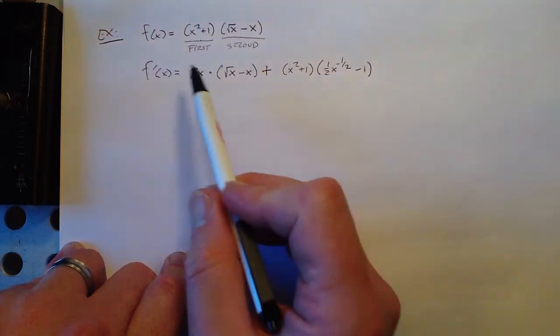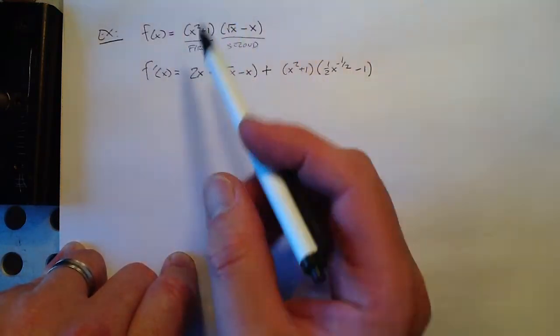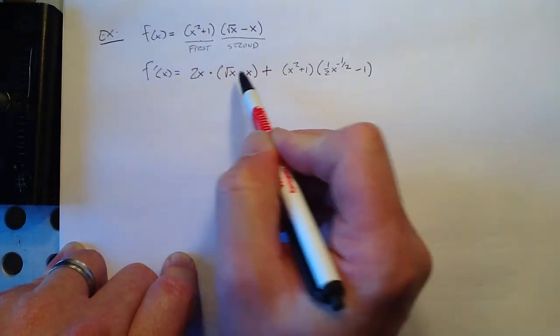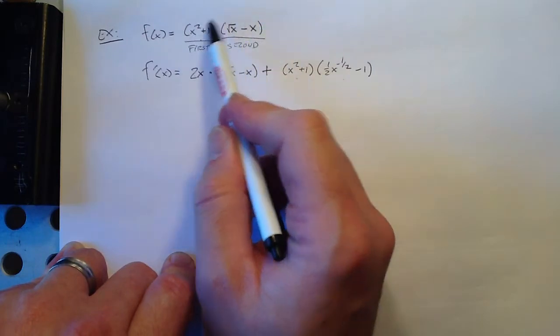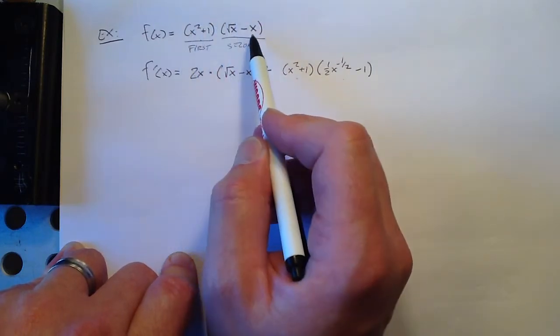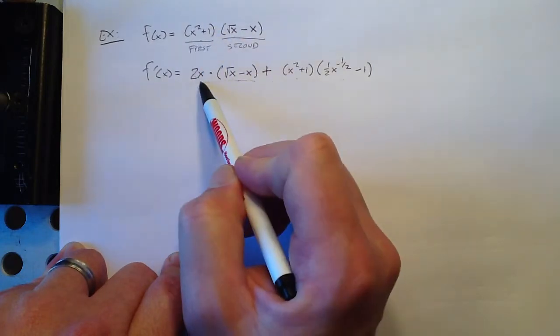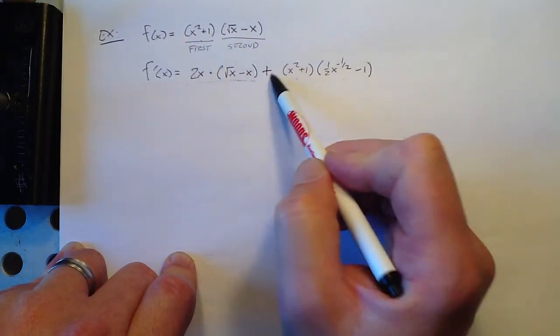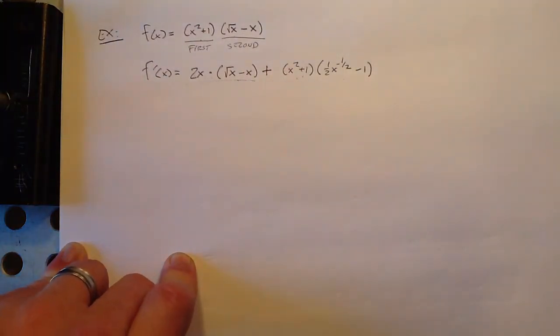Right? So when I go through the sort of rhythm of doing this, the way that I'll say this, I always say the derivative of the first times the second plus the first times the derivative of the second. Right? They each get a turn to be left alone and have their derivative taken. This term is taking the derivative of the first and leaving this alone, and then we leave the first alone and take the derivative of the second. That's how we use the product rule.